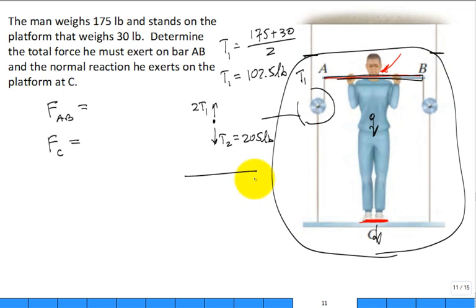I'm speeding up a little bit because we've solved a very similar problem just before this. So what about this tension going down? That's a T1. That's a tension going down, T1. We have two hands going up, two H's. So guess what the force is in the hands, magnitude going up? The two H's is equal to two T1s, which is 205.